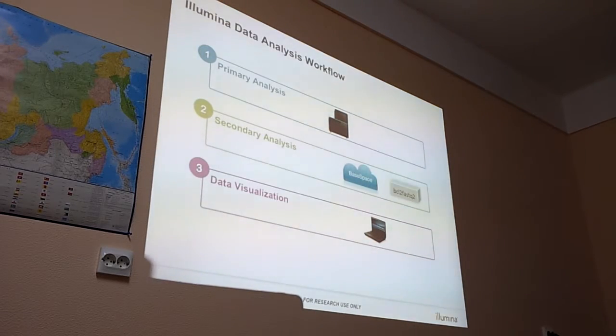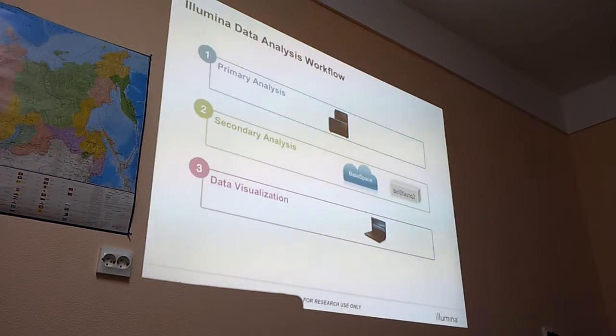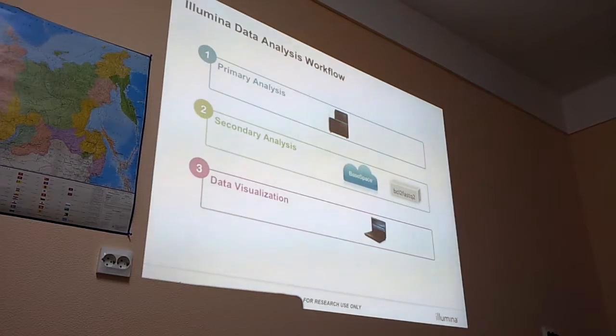So this is the workflow. The primary analysis, I mentioned it yesterday, happens directly on the instrument. This is similar to all other systems like MySeq. It is managed by the NextSeq control software, NCS, and by real-time analysis software, RTA. They are both running automatically. You don't really need to care about this. And the output is BCL files.